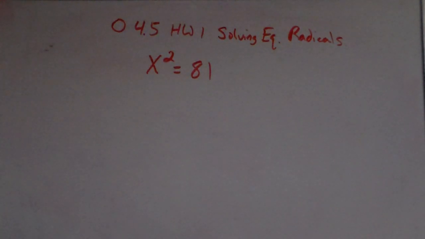Alright, ladies and gentlemen, this is 0.4.5 HW1, solving equations with radicals. And our first one here, we have x squared equals 81. That's problem number 1 on your homework worksheet.